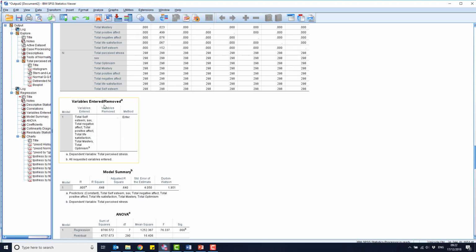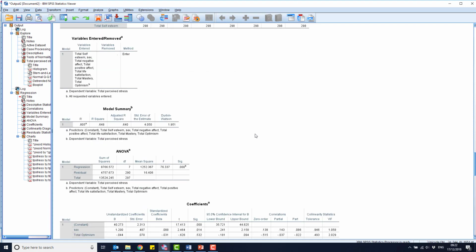The next box tells me how my variables were entered. We can see that we only have the one model, and we use something called the enter method, and that means that everything was put in simultaneously. So that's the default method of regression, and it tends to be called standard linear regression.